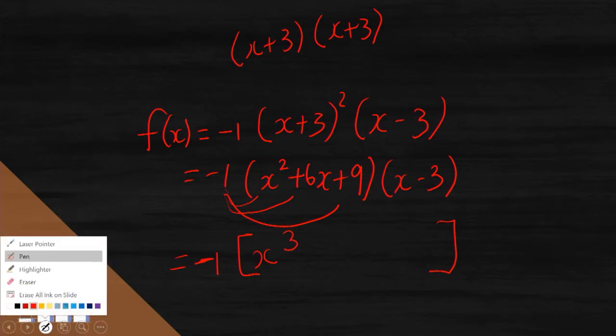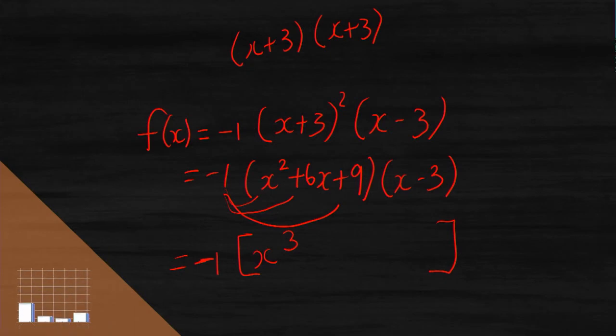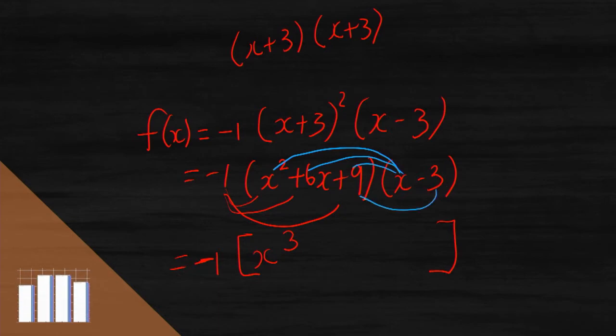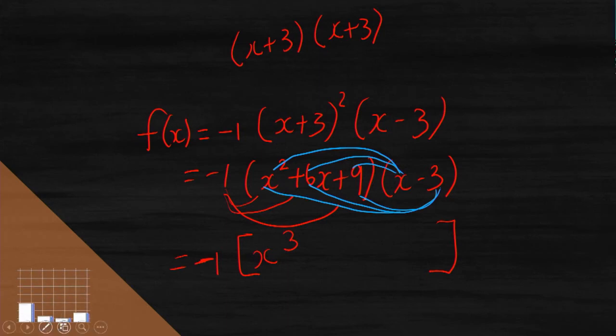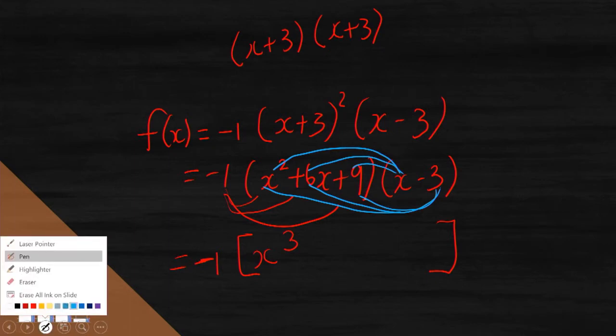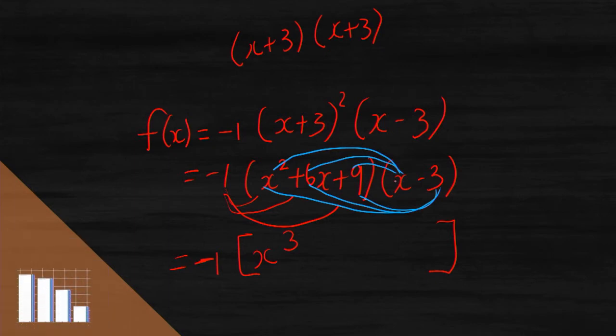All right, and all I'm doing here, let me just get a different color and I'll show you what I'm doing. I'm taking the x value, multiplying by each term inside the bracket, and then I'm going to do the same thing with the minus 3. Multiply it to each term in the first bracket. All right, so we've got, let's go back to our red, we've got x cubed plus 6x squared plus 9x, and in fact my bracket needs to be a little bit bigger.